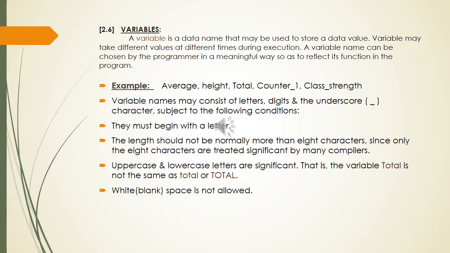So what are the rules here to declare variables? Variable names may consist of letters, digits and the underscore character, subject to the following conditions. They must begin with a letter. The length should not normally be more than 8 characters, since only the first 8 characters are treated as significant by many compilers. Uppercase and lowercase letters are significant.